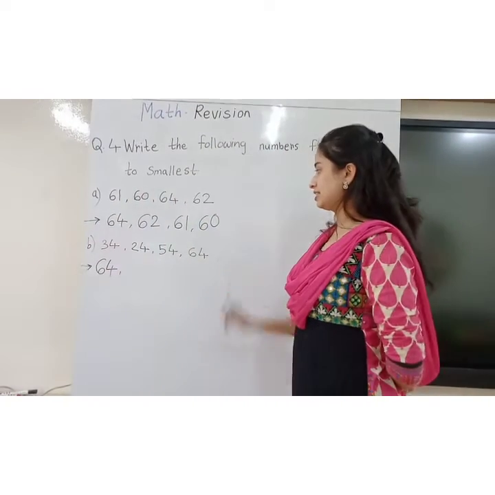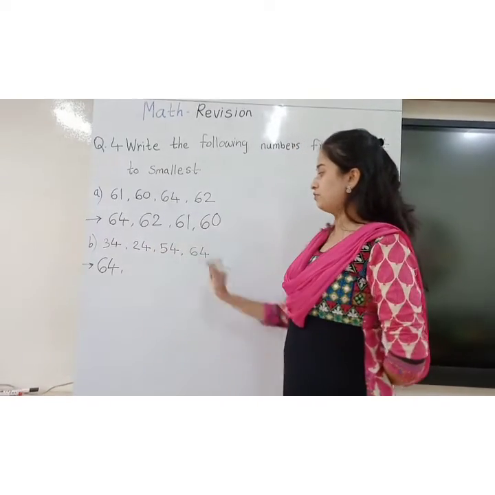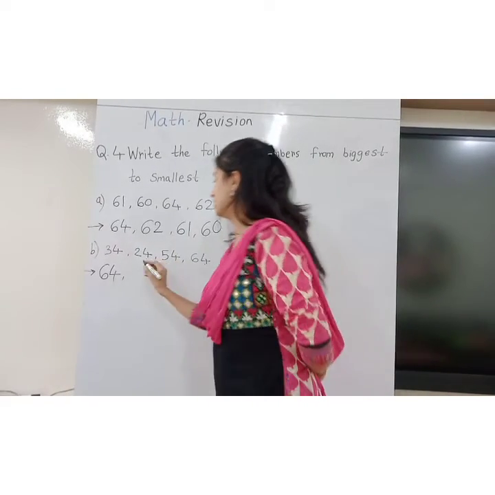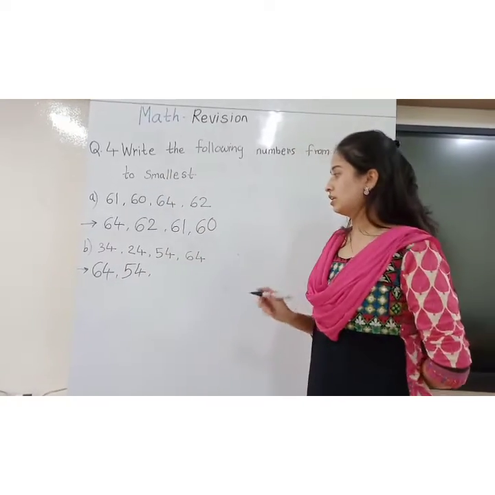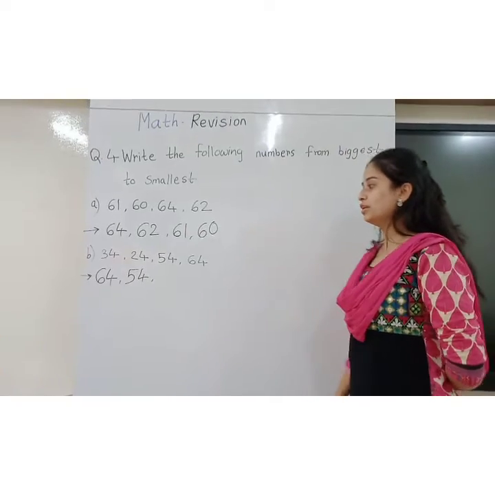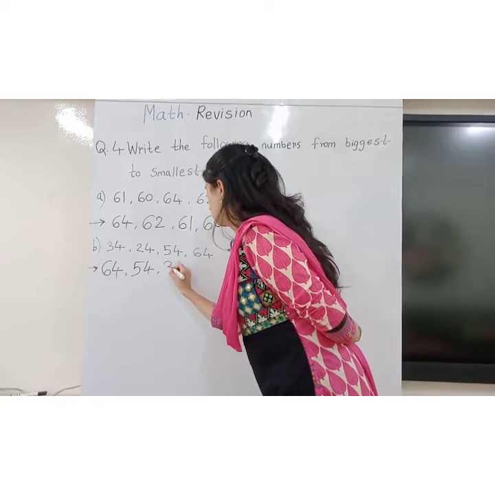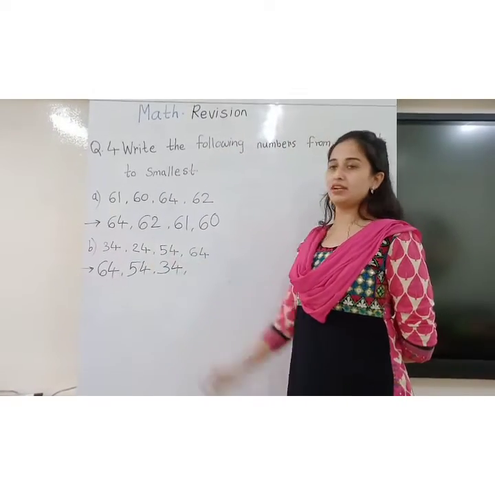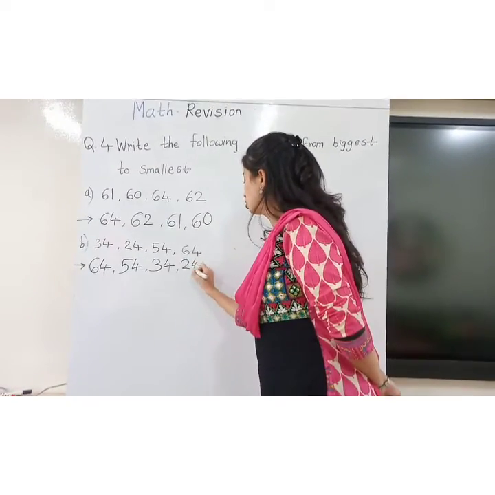And which will be the next number? Next smallest from 32, 34, 24 and 54. Next biggest number is 54. Now there are two numbers remaining, 34 and 24. So from 34 and 24, which is the next biggest? It is 34. So I will write 34. And then the smallest one we will write at the last, which is number 24.